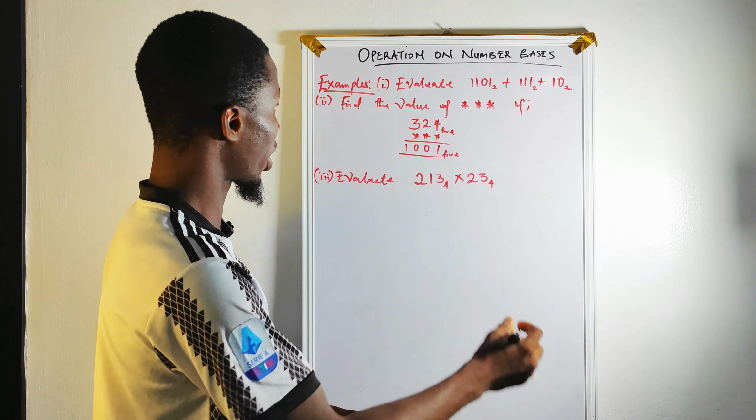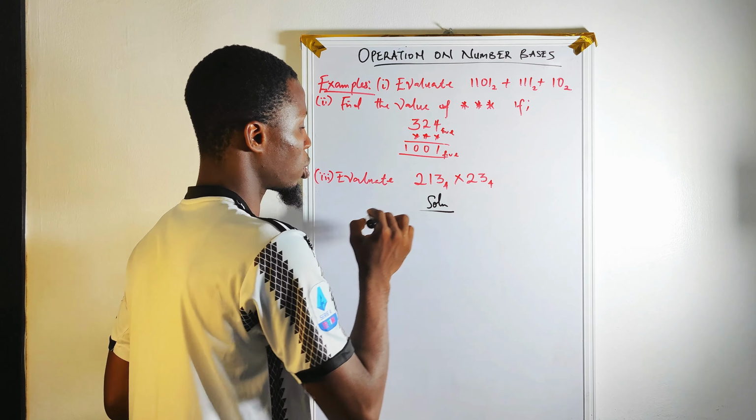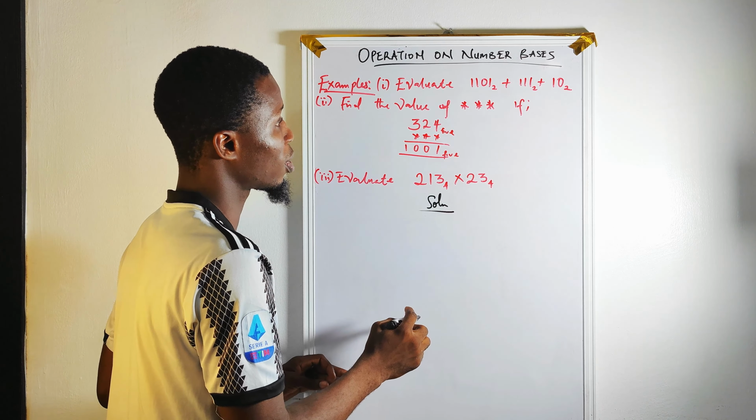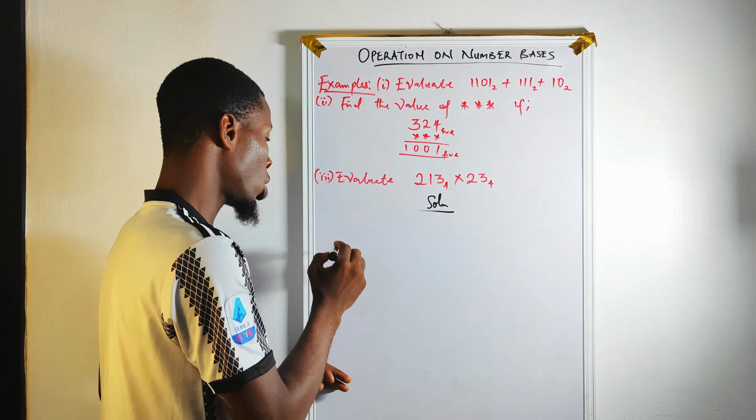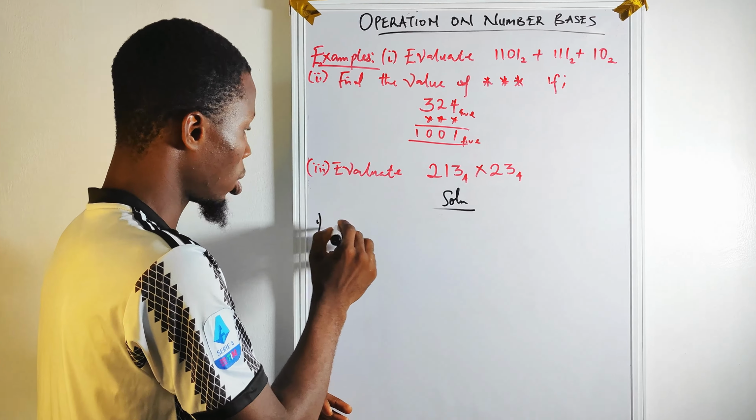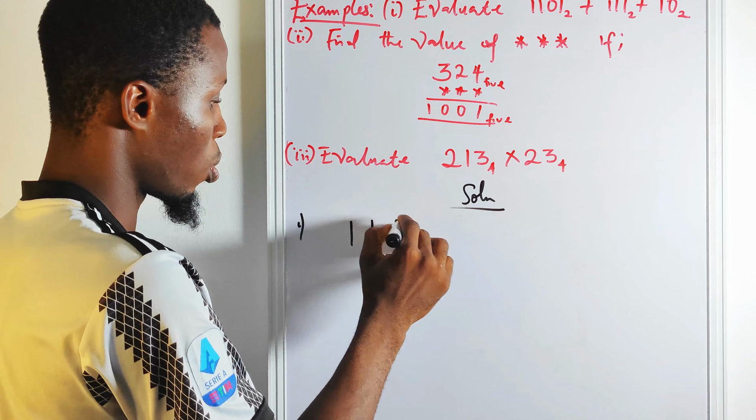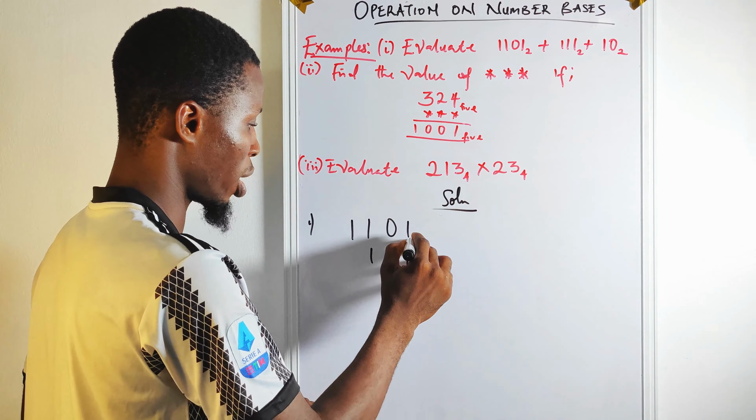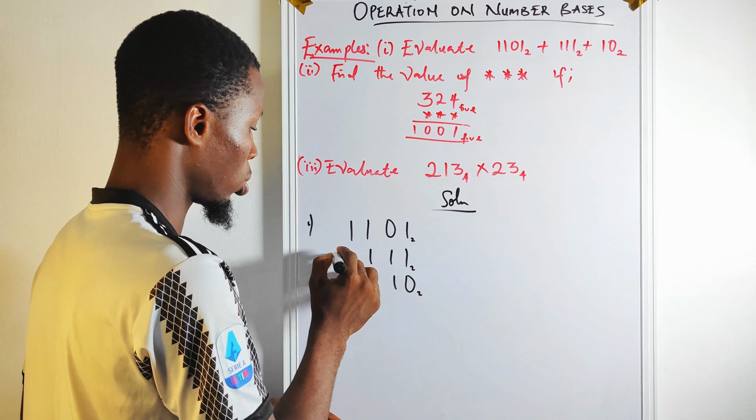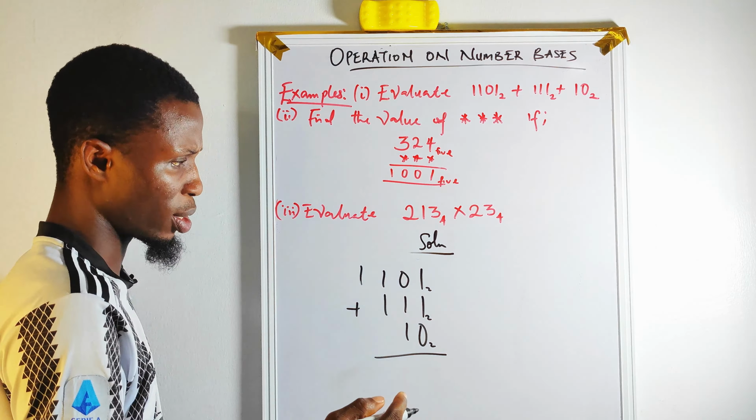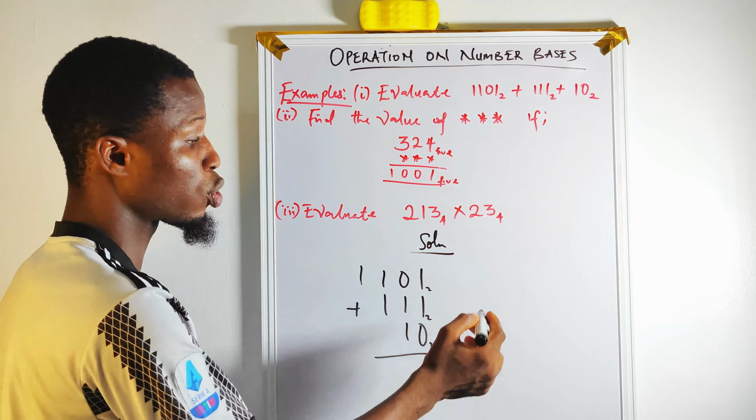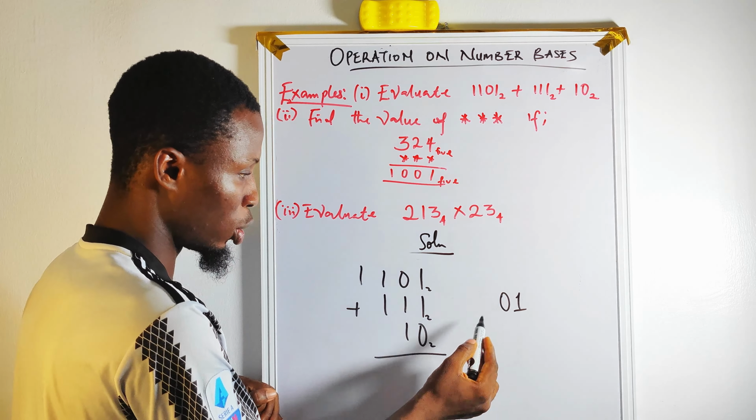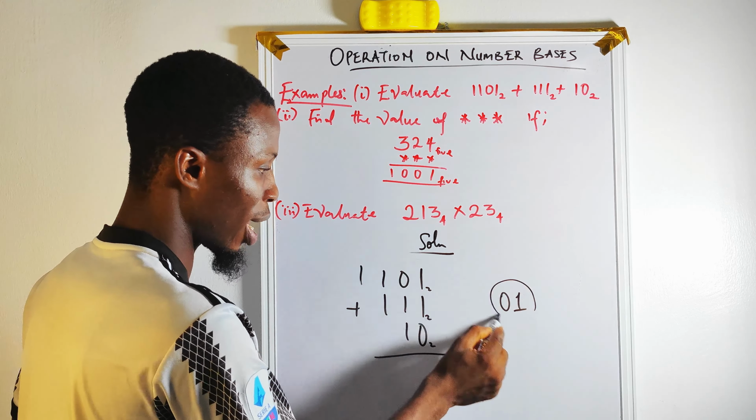So like I said, we have three questions to solve on this episode. The first question says evaluate 1101 base 2 plus 111 base 2 plus 10 base 2. So that is going to be 1101, 111, then 10, everything in base 2, plus. And don't forget, under base 2 there are only two digits, that is 0 and 1. So your answer must not have any digit outside this.